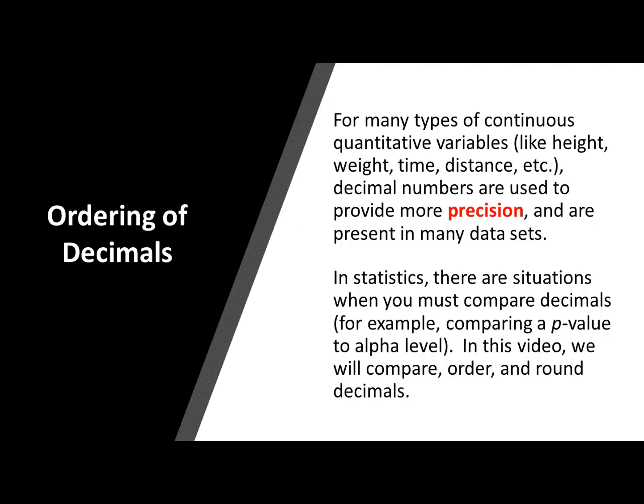For many types of continuous quantitative variables like height, weight, time, distance, etc., decimal numbers are used to provide more precision and are present in many data sets, including the student survey data. In statistics, there are situations when you must compare decimals. For example, when we do hypothesis testing, you're going to be comparing what's called a p-value to an alpha level. In this video, we will compare, order, and round decimals.